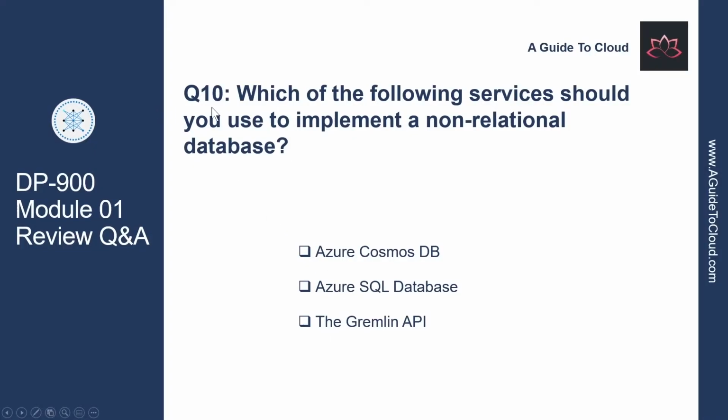Let's look at question number 10. Which of the following services should you use to implement a non-relational database? Is it a Gremlin API? No. Is it Azure SQL Database? Absolutely not. So the correct answer is Azure Cosmos DB. Azure Cosmos DB supports several common models of non-relational database, including key-value stores, graph databases, document databases, and column family stores.